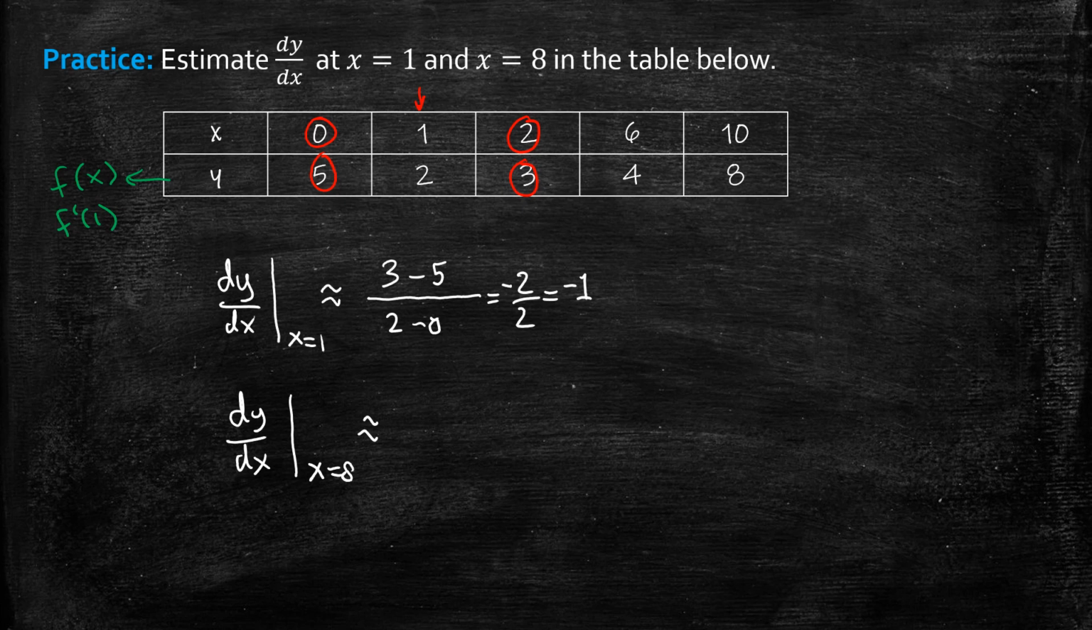Here we go. Let's use different colors. So x equals 8 is right there, so this interval will work nicely. And if we use that, we would do 8 minus 4, that's the change in y, over 10 minus 6, 4 over 4. So the instantaneous rate of change there is approximately 1.